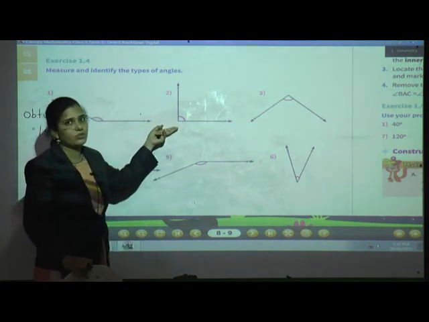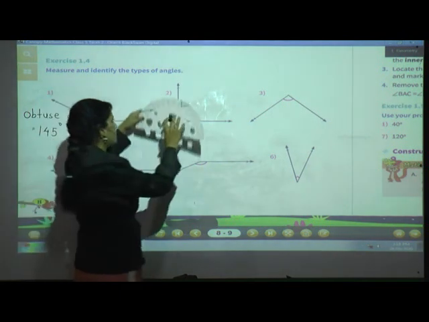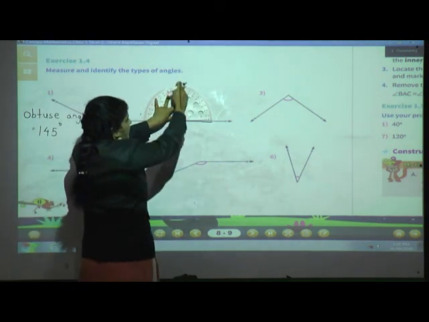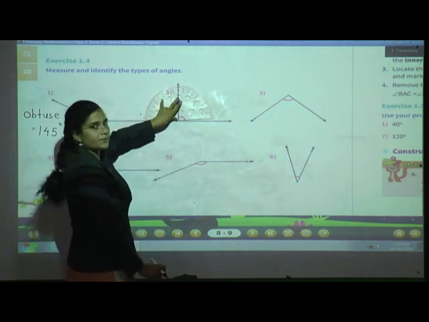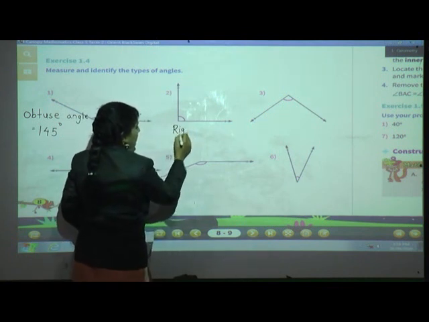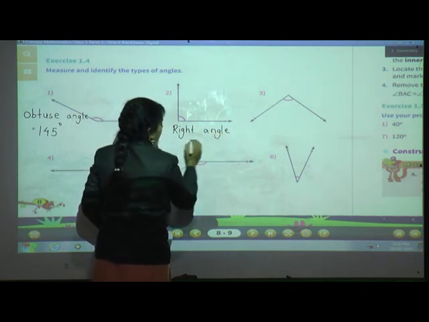Now second one, see, you can identify it. No need to use the protractor, it is a right angle. See students, place your protractor on the vertex. See the angle, here is the angle, and the answer is 90 degree. The right angle stands for 90 degree.